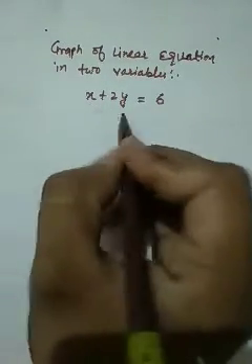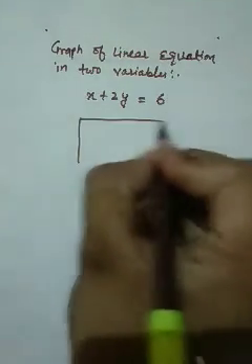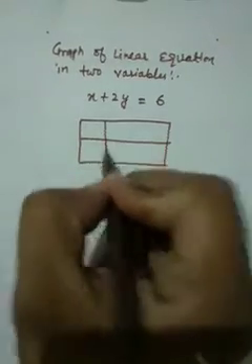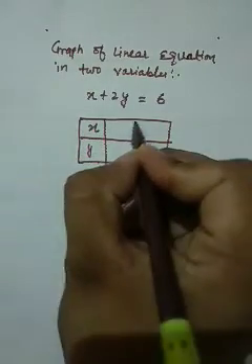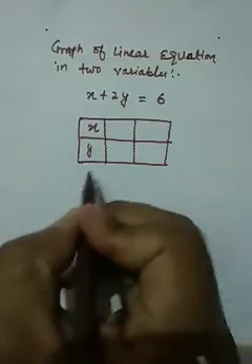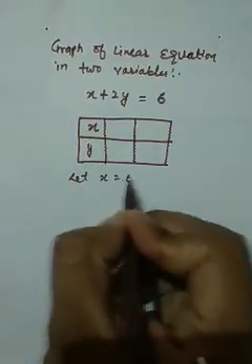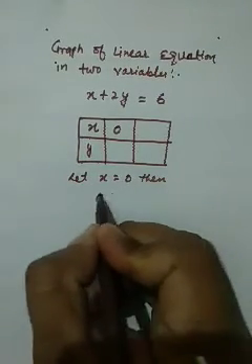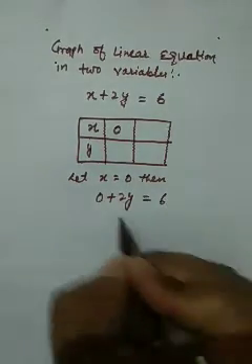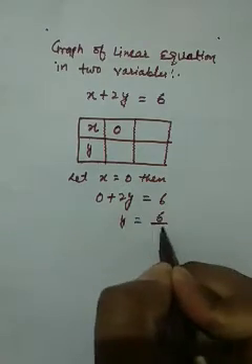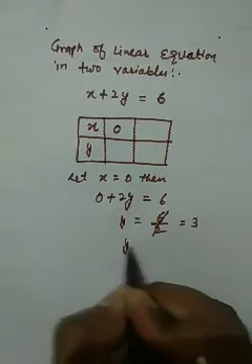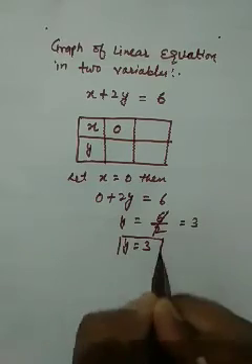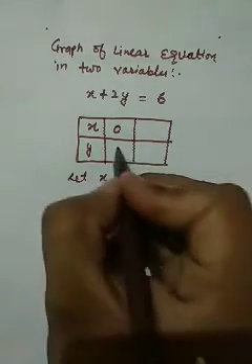Okay, so first of all we have to draw a table in which we have to find two values of x and two values of y. So suppose this is the table, here is the value of x and here is the value of y. So first of all in the equation let x equal to 0. If we take x equal to 0, then 0 plus 2y is equal to 6 and y is equal to 6 by 2, y is equal to 3. So y is equal to 3.